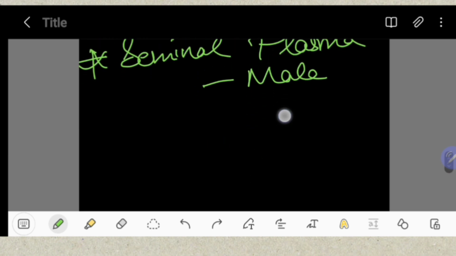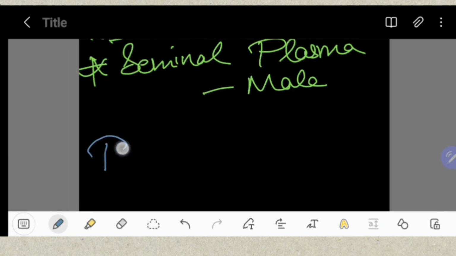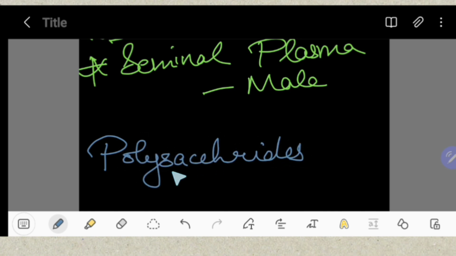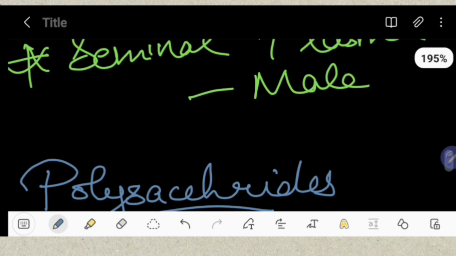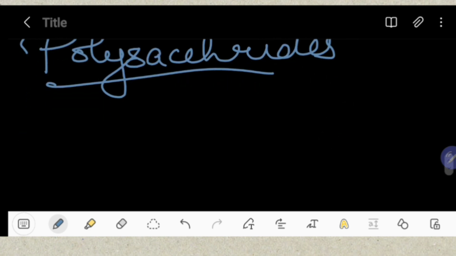Now, mono is completed, di is completed. Next is polysaccharides. I'll just complete it fast. Almost 35-37 minutes are over, so I just thought of completing the chapter within 1.5 hours. I'm not sure, but I'll try my maximum. Part 1 to be completed, not the chapter. I'm sorry, Part 1 to be completed within 1.5 hours.